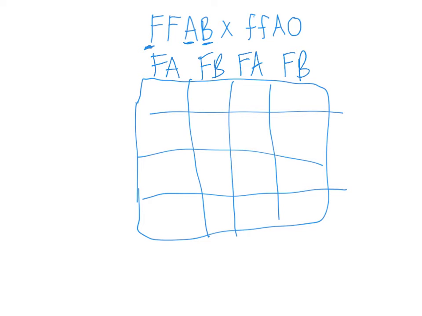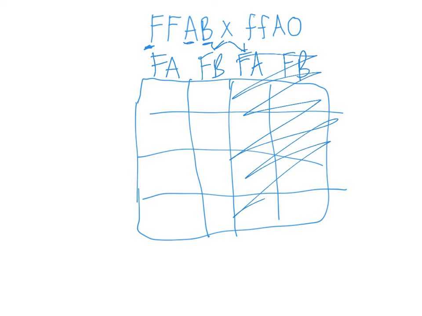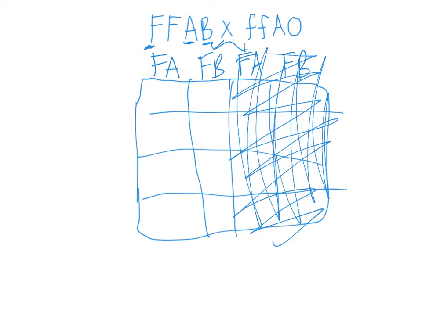But you should notice that it's duplicated here, right? There's 2 FA columns and 2 FB columns. So since this is duplicated and this half of the table is going to be exactly the same as that half of the table, I don't actually need these 2 columns to figure out my ratios. Now, if that confused you, just go ahead and draw the whole square, but this is kind of a shortcut.